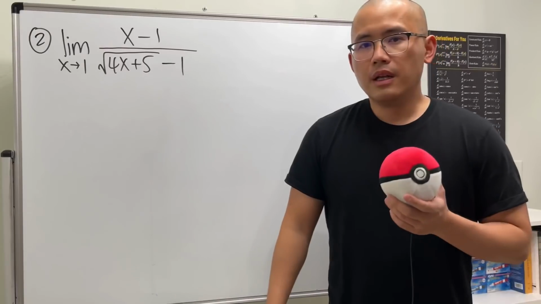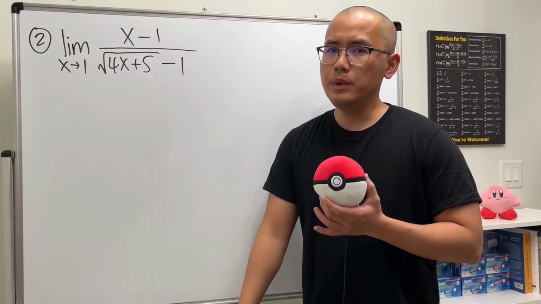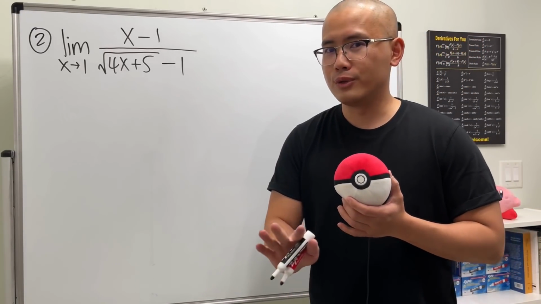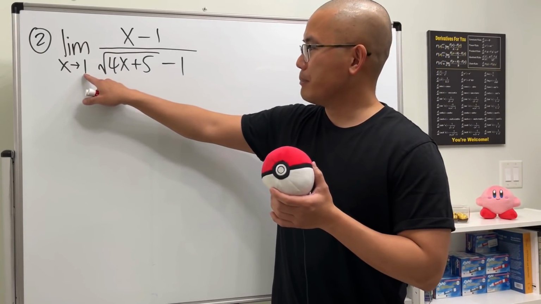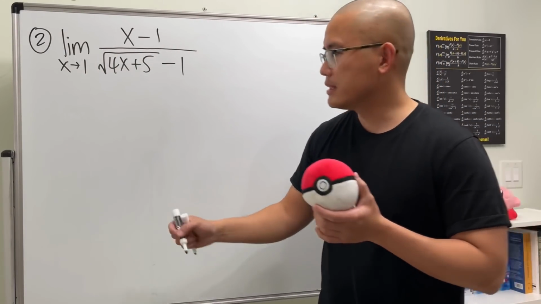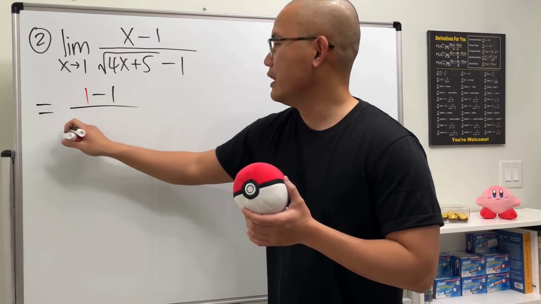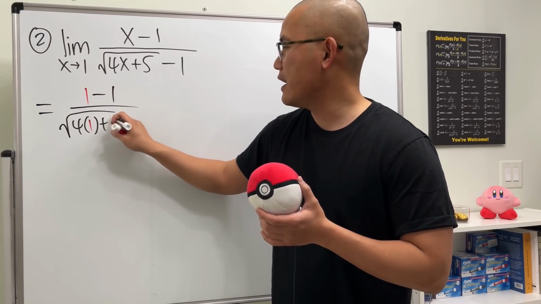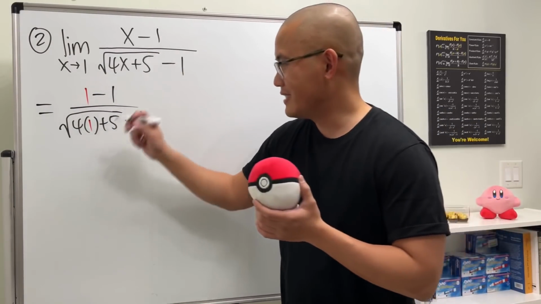That's the first one. Now for the second one, we see that we have a square root. So maybe we should just multiply the top and bottom by its conjugate, right? No, don't do that yet. Because let's go ahead and plug in 1 to all the x's and see what happens. So if we do that, we get 1 minus 1, which is 0, of course. And then we have square root of 4 times 1, and then plus 5, and then minus 1. And check this out.